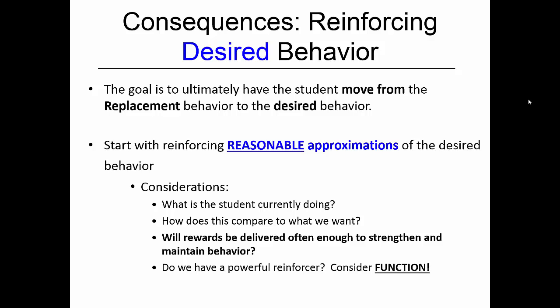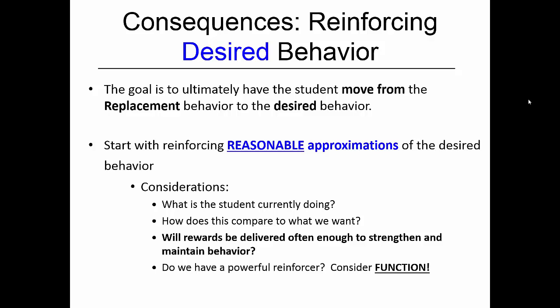The next thing we want to do when we're reinforcing behavior is, of course, we want to focus on that desired behavior. And you spent a lot of time looking at approximations. We want to make sure that we reinforce those approximations and make sure those approximations are reasonable. So we want to base that on what is the student currently doing? How does this now compare to what we want? And will rewards be delivered often enough to strengthen and maintain the behavior?